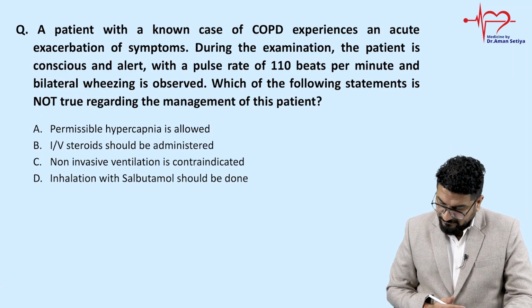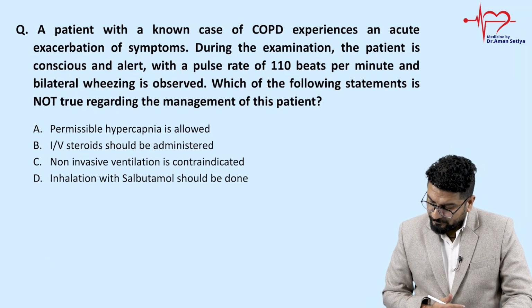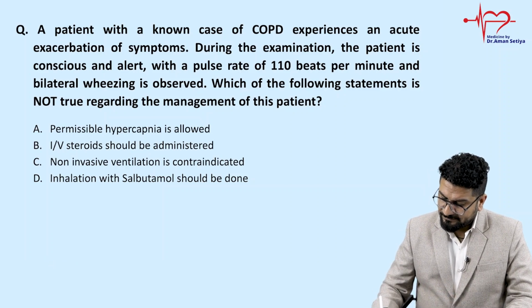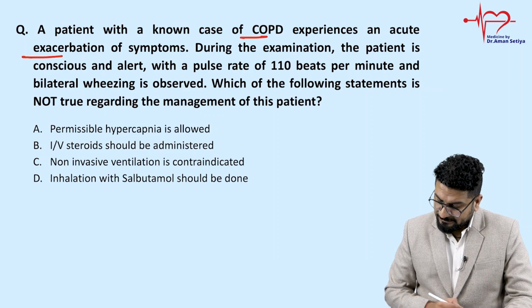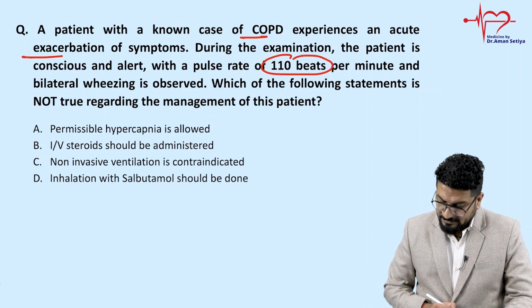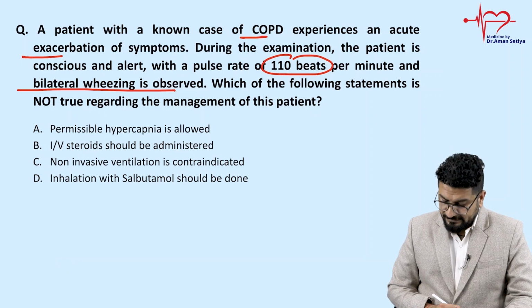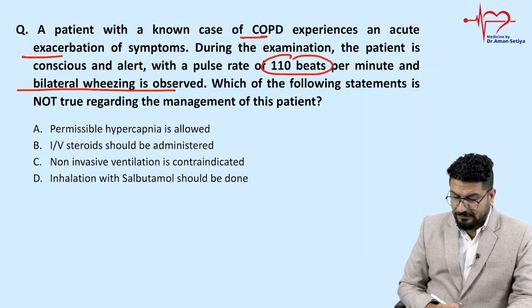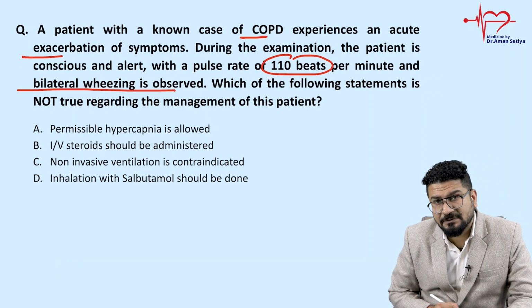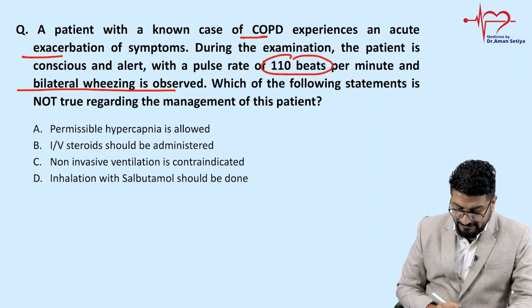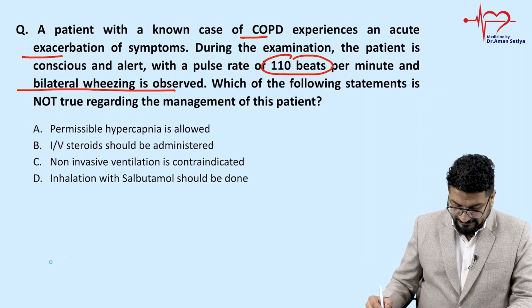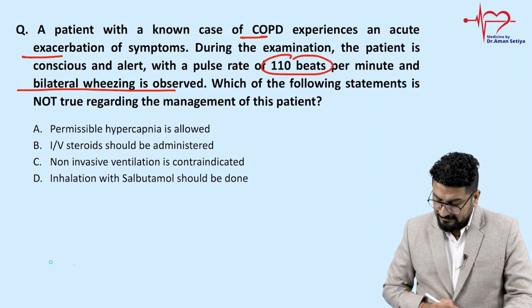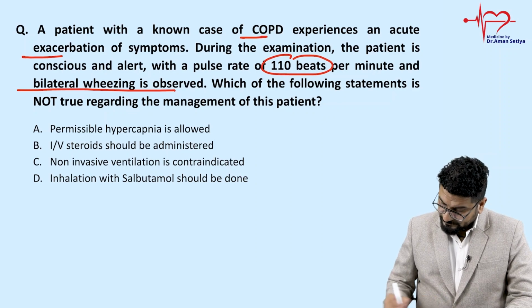Then we have a patient with a known case of COPD experiencing an acute exacerbation of symptoms. During examination, the patient is conscious and alert with a pulse rate of 110. Bilateral wheezing is observed. Which of the following statements is not true? I can say this is a case of asthma with impending respiratory failure. Very, very important. Whenever you see a case of asthma with impending respiratory failure, what should we do? They are asking which is not true.